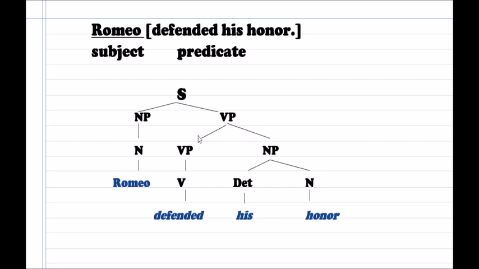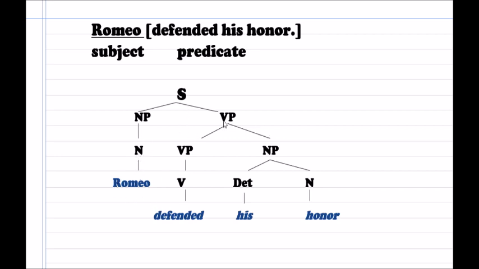Now, let's put an S, which is a sentence. Under S is an NP and a VP. The NP is the subject. Under NP is a noun, which is Romeo. Like what I have said earlier, it is possible to have a phrase in which only the head position is filled, like this: noun phrase, a noun, and Romeo.